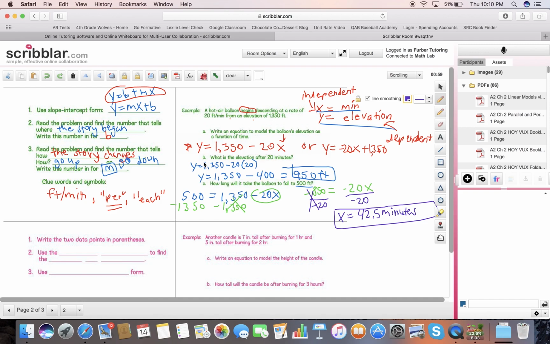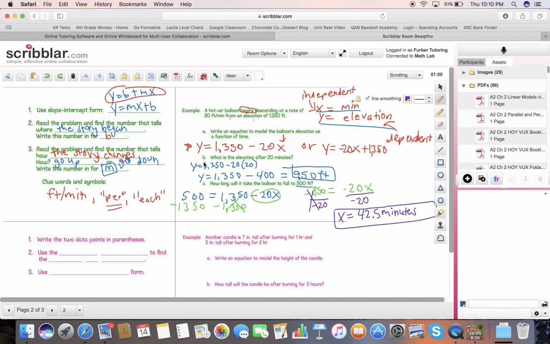So to get down to 0, it's going to take you a while. Hot air balloons don't move fast. They're not descending very quickly, they're descending very, very slowly. So it's going to take you quite a bit of time just to drop from 1,350 down to 500. It's going to take you 42.5 minutes to make that happen.